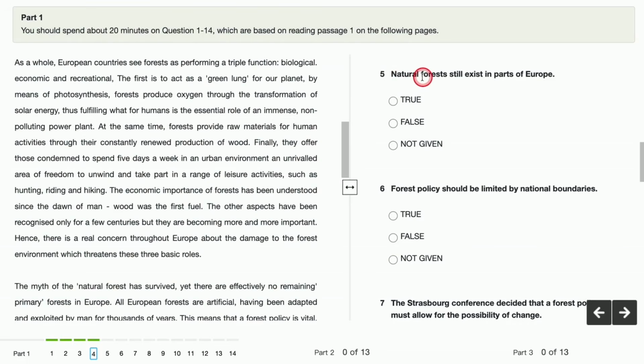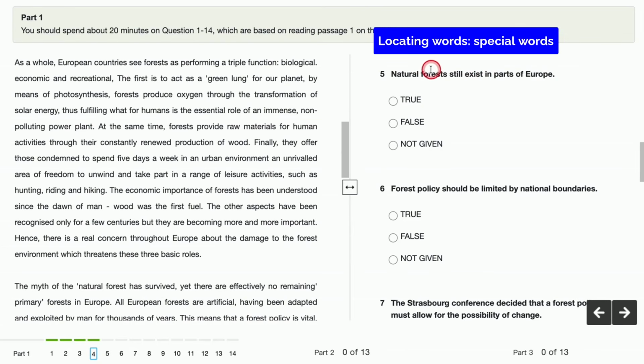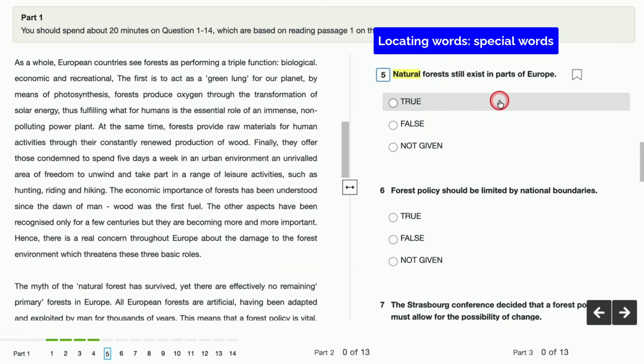Next one: natural forests still exist in parts of Europe. This question doesn't contain any time references or place names. Which word do you think we can use to locate the answer? Obviously, we shouldn't use forests or Europe to locate the answer because the whole passage is about forests in Europe, right? I think natural is a very special word. Although the entire passage is about forests, not every paragraph is about natural forests, so I'm going to use this word to locate the answer.